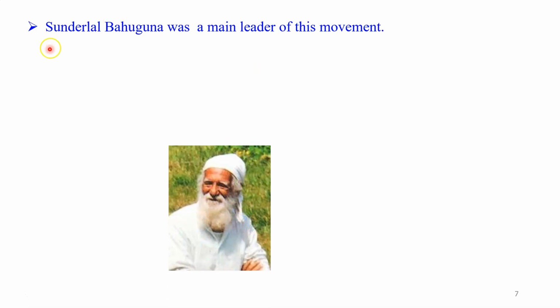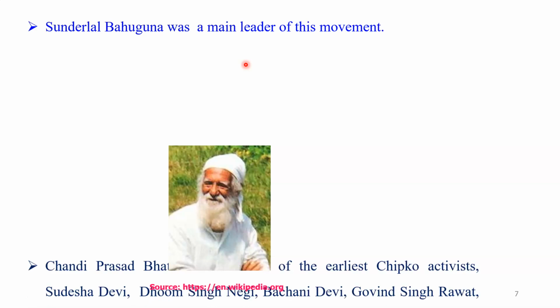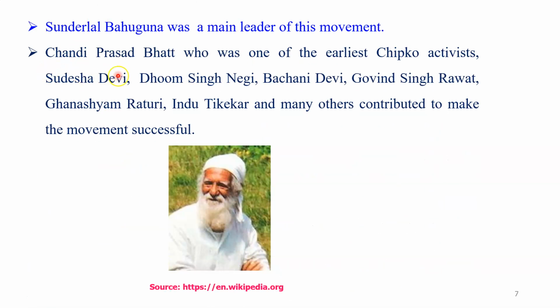The leader of that movement was Sundarlal Bahuguna. He was the main leader, and he led this movement up to its success. He carried out the movement with the help of local people, women, and other social environmentalists who also participated in it. Especially, I'm talking about Chandi Prasad Bhatt, who was one of the earliest Chipko activists.